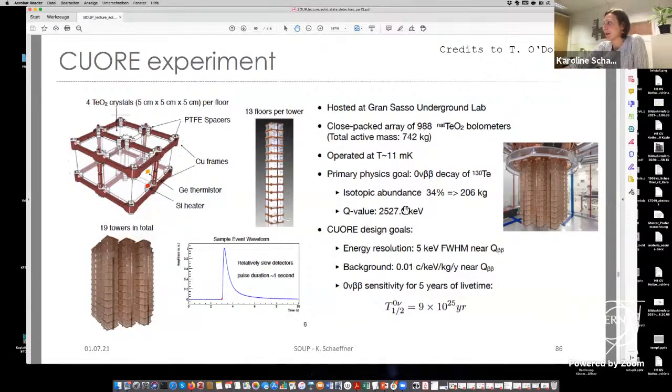Just again to remind you, the Q value is on the bad side of the thallium line, so it's below the thallium line at around 2.5 MeV. The energy resolution that CUORE aims for, and has almost achieved, is 5 keV full width at half maximum at this Q value, and a background in the region of 10 to the minus 2 counts per keV per kilogram per year. And this is the goal for the sensitivity: 9 times 10 to the 25 years.